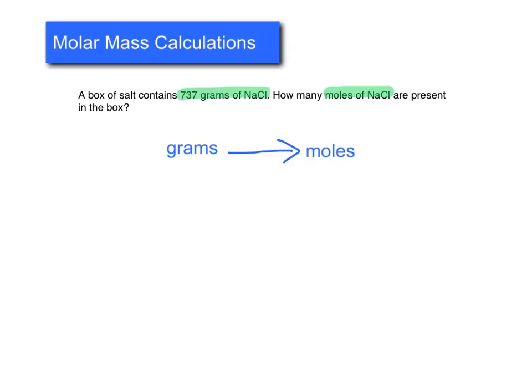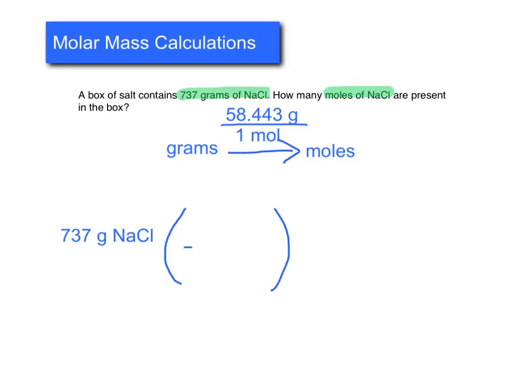And in order to do that, we're going to need to use the molar mass. And we just calculated the molar mass of NaCl as 58.443 grams, and we can write that as over 1 mole, because that's the number of grams in 1 mole of sodium chloride. Okay, so now we have our plan, we want to set up our calculation. So we always start with what we're given. So we write 737 grams of NaCl, and then we're going to multiply it times our conversion factor, right?